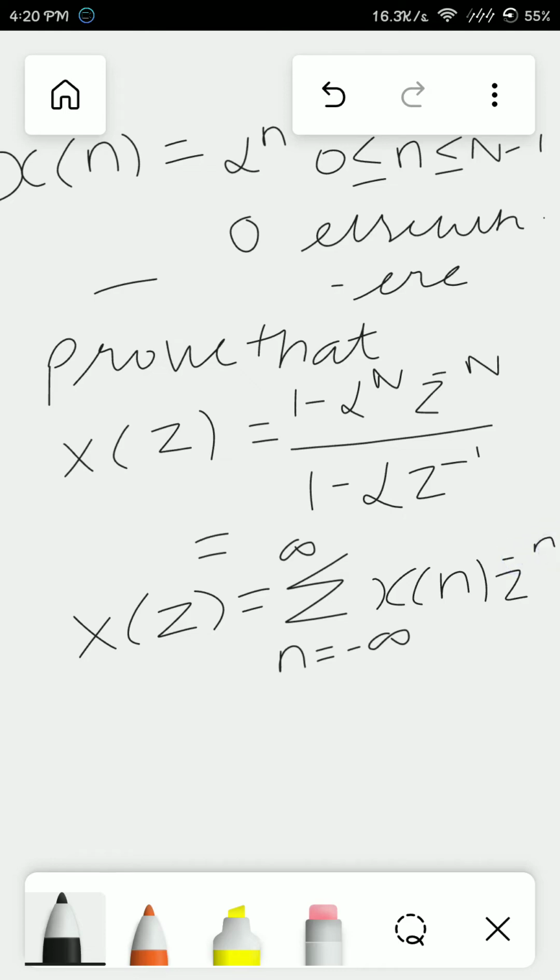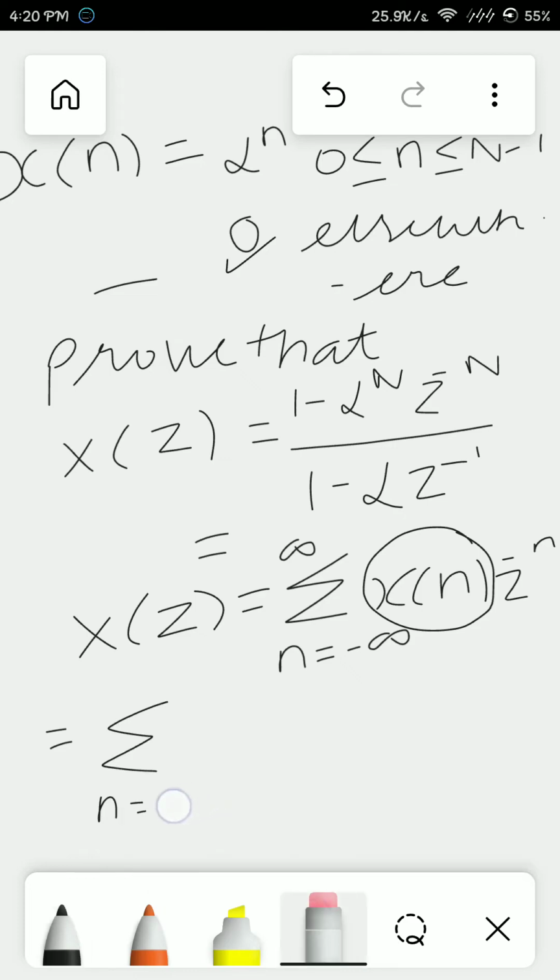So now I'm going to use this formula, and what is my given x of n? My given x of n is alpha to the power of n, and the other part is 0, so not considering that. So now I have to substitute: summation of n is equal to minus infinity to, it is not minus infinity to infinity, I'll tell about that. So first I'll write alpha to the power of n into z to the power of minus n.